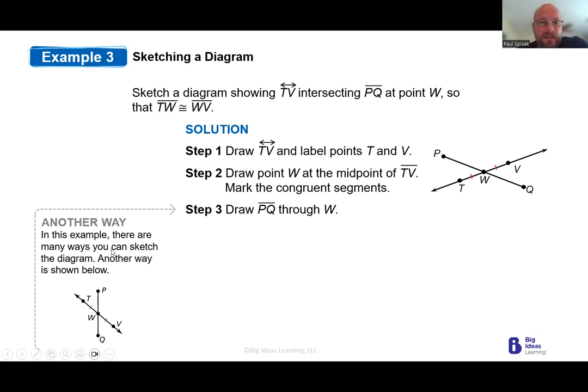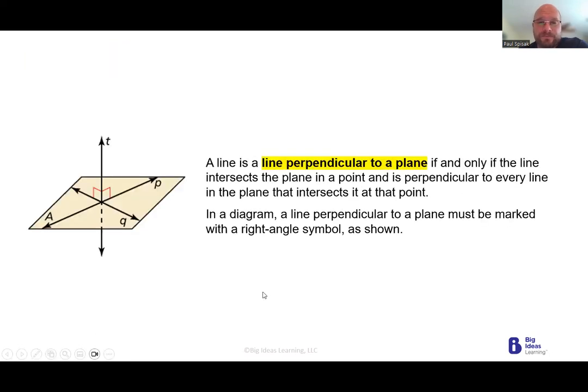Now, they showed another example over here off to the side. So there's more than one way to sketch that, and that's important to understand. There's not always going to be one way to show this. A lot of times with our problems, it's important to draw a diagram, but not everybody's diagram is going to look the same. What's important is that we draw an accurate diagram that works, and then we are able to label it so it helps us solve problems.